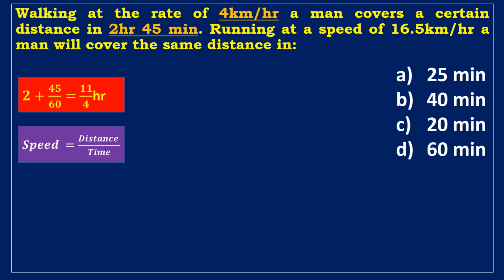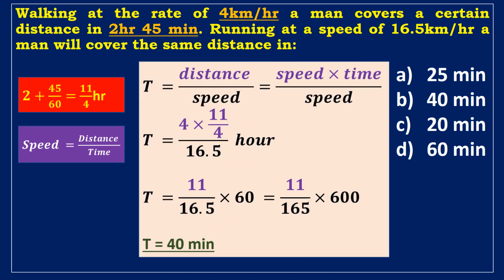The distance equals speed multiplied by time. The distance equals 4 into 11 by 4. 11 kilometers is the distance. We can now use the same formula to calculate how long it would take a man to run the same distance at a speed of 16.5 kilometers per hour. Time is equal to distance divided by speed, which is 11 kilometers by 16.5 kilometers per hour. In order to convert hours to minutes, multiply the result by 60. As a result, the man would cover the same distance in 40 minutes.